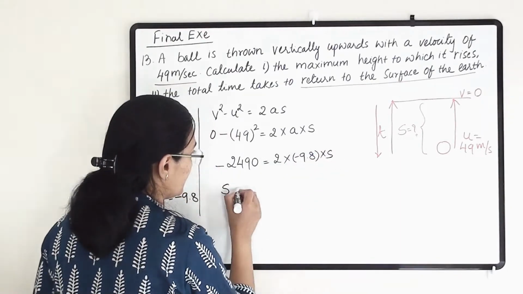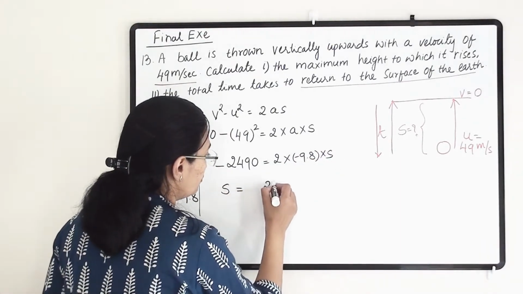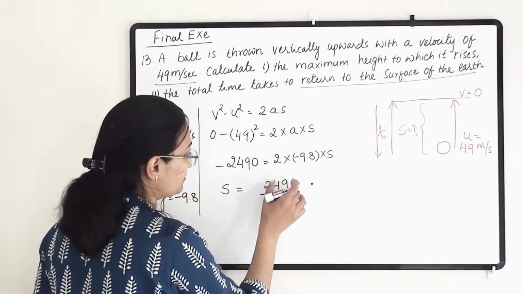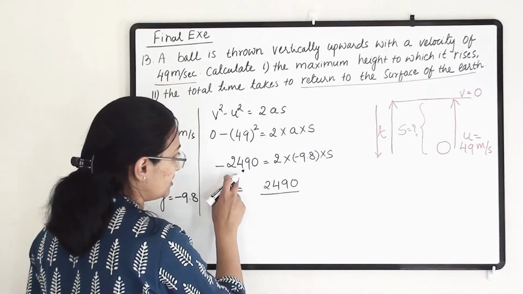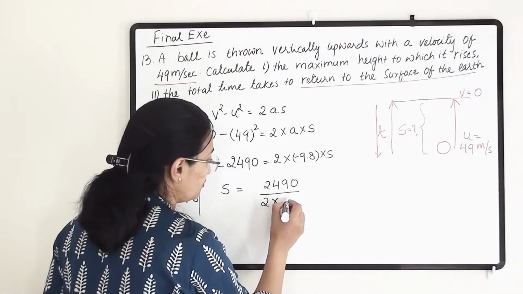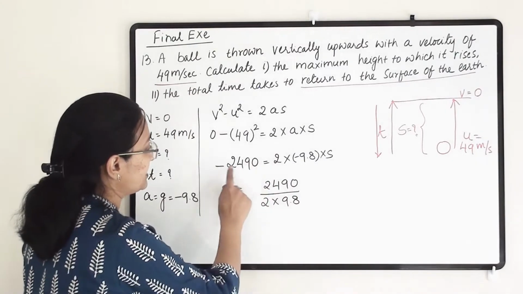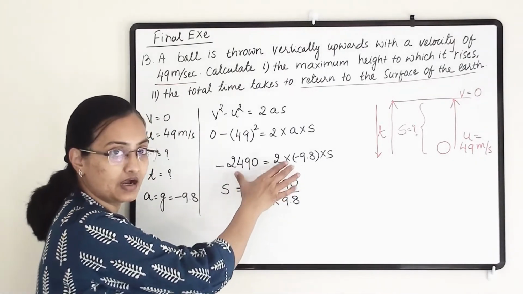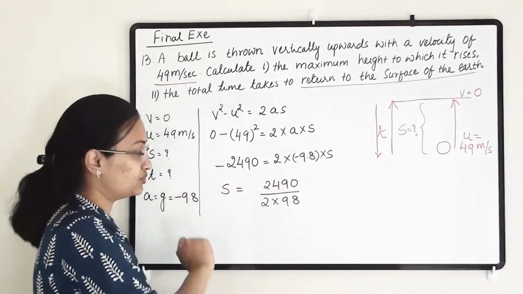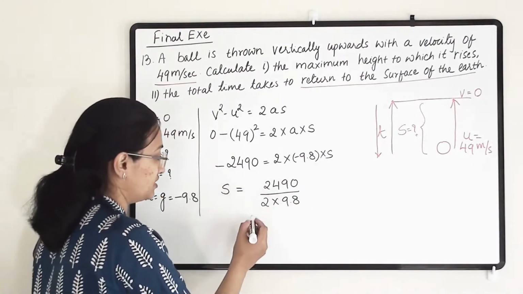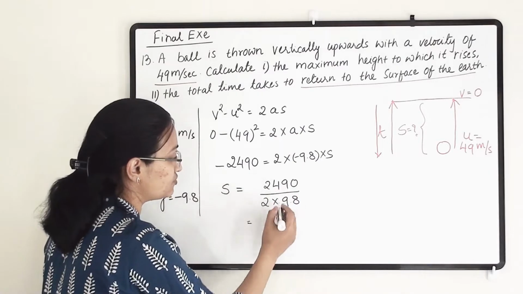So s equals 2401 divided by 2 into 9.8, the 2 term coming into the denominator. Now the negative sign is there on both sides, so we are cancelling out the negative sign from both sides. So this term is going to be positive here. We will get the answer once we solve this.